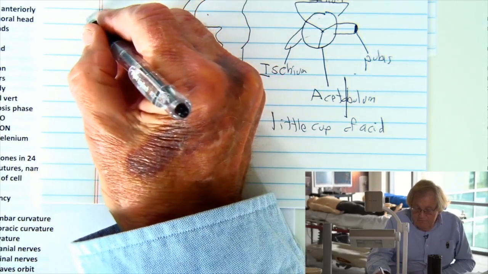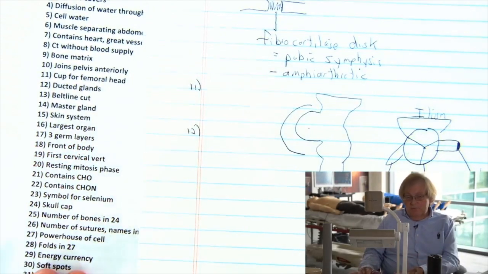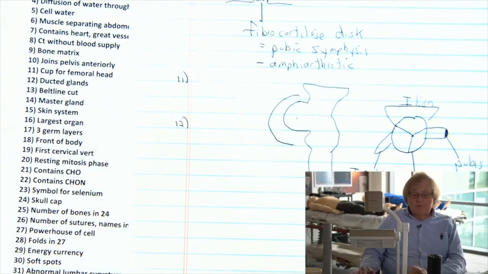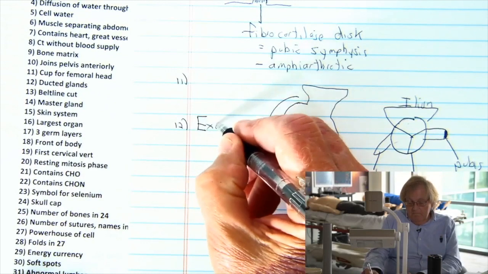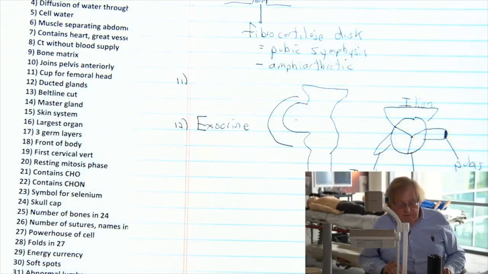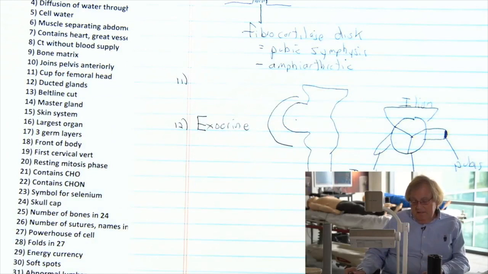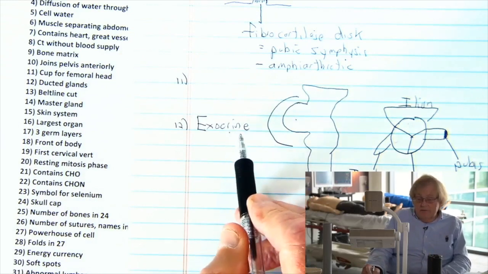Number 12. 12 says ducted glands. Well, ducted glands means that it has to empty into a tube-like structure. It is not going directly into the bloodstream. So a ducted gland would be called an exocrine gland. When you study endocrinology and you study the glandular system and the different types of glands, how they secrete, we'll learn about how there's exocrine and endocrine glands.